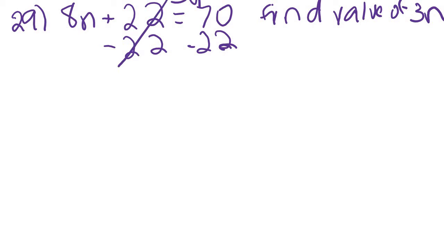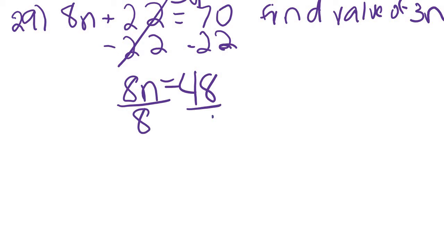And these are going to cancel out. We get 8n. And then we have 70 minus 22. That's going to be 48. Now that n is still not by himself. He's hanging out with that 8. So if he's hanging out with that 8 using super special multiplication, the only way to undo it is super special division. So I'm going to divide both sides by 8. Those are going to go away. I get n is equal to 48 over 8, which is 6.